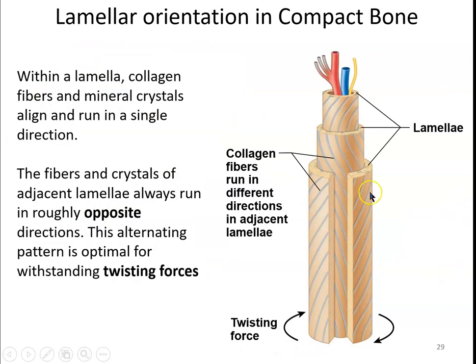What you could not see in those diagrams, but you can see here, is that when the lamellae are made, the collagen fibers run around them in a helix, and each successive lamella has that helix in the opposite orientation. That is going to make the whole thing stiffer, and it's going to resist twisting, but also allows it to resist bending.